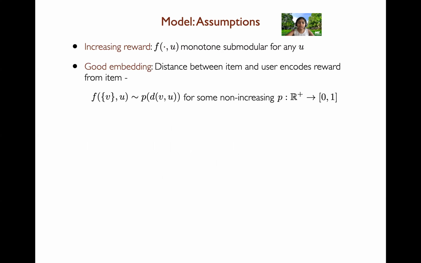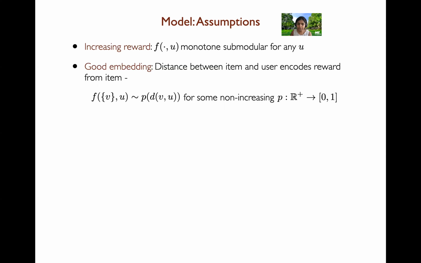First of all, the reward function itself should be increasing, and in particular, it should be monotone and submodular. Both of these are very intuitive characteristics. Monotone means that when you increase the number of products that you're offering, you should typically get a larger reward. And the reward also has diminishing returns as more and more products are added.